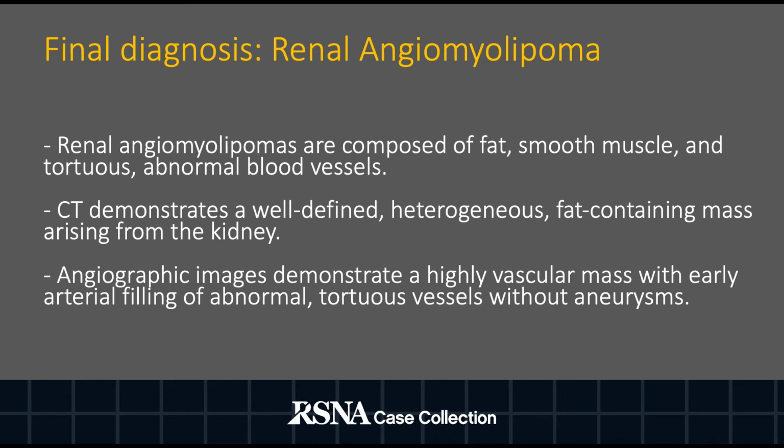The final diagnosis is a renal angiomyolipoma. Renal angiomyolipomas are composed of fat, smooth muscle, and tortuous abnormal blood vessels. CT demonstrates a well-defined, heterogeneous fat-containing mass arising from the kidney. Angiographic images demonstrate a highly vascular mass with early arterial filling of abnormal tortuous vessels without aneurysms in this case.